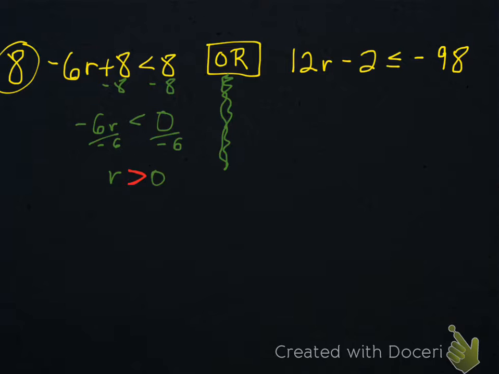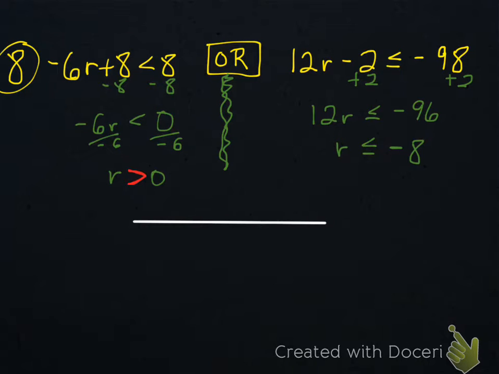All right, so now let's solve the right-hand side. What are we going to do with that 2? Yeah, we're going to add the 2. So now I have 12r less than or equal to what? Negative 96. Woo, big numbers, but that's okay because negative 96 is divisible by 12. And it's going to give me a negative 8. So now I have both halves solved. We put it on the number line.